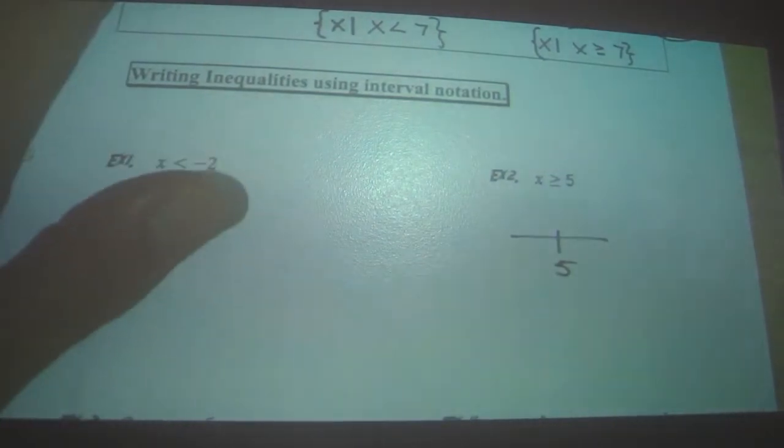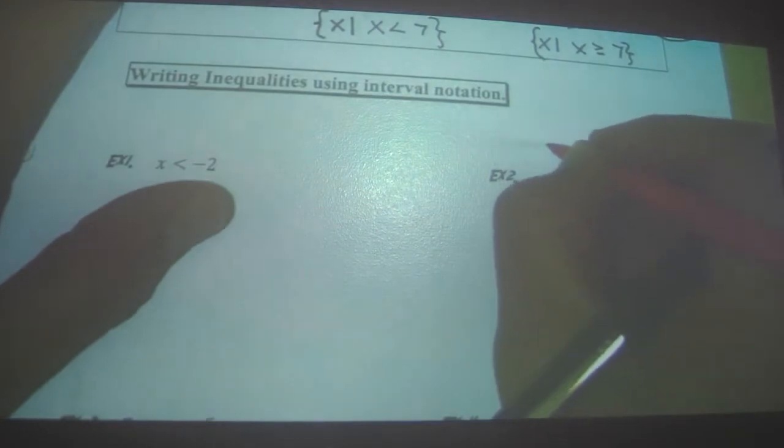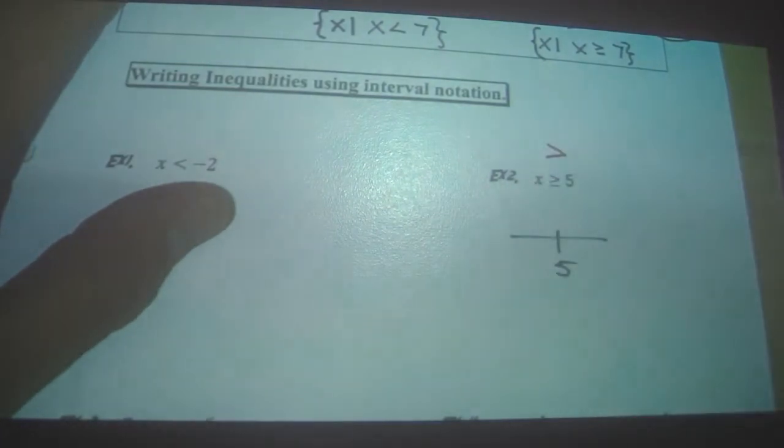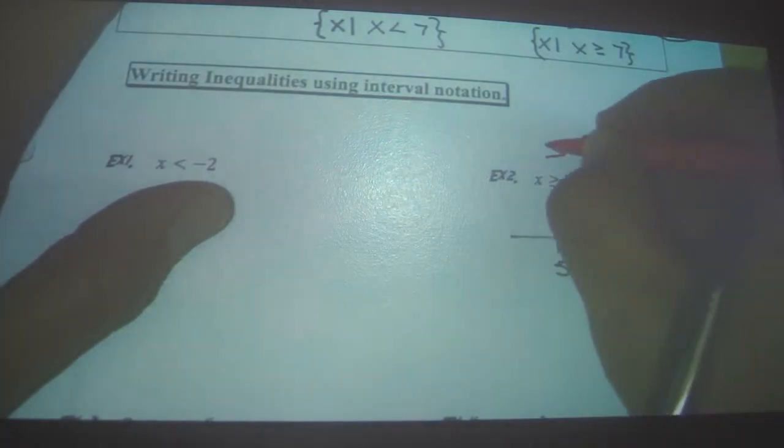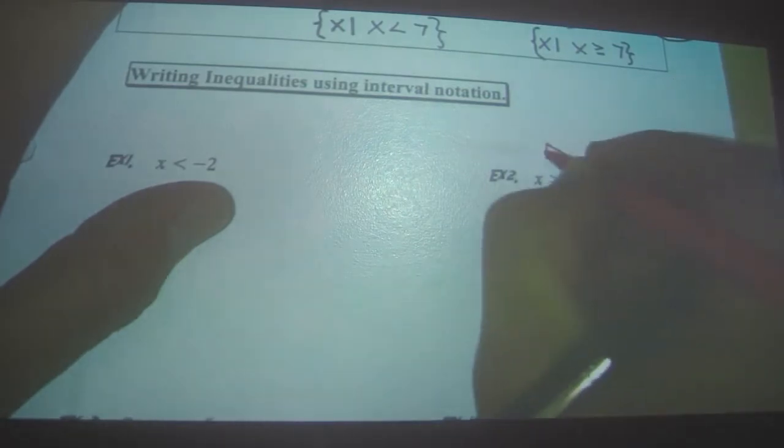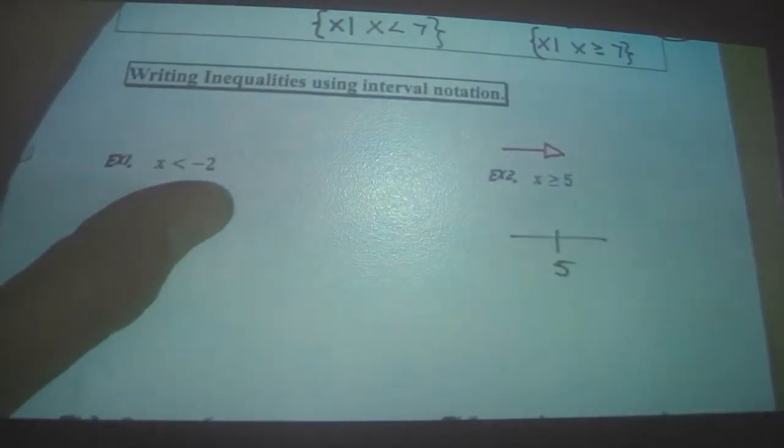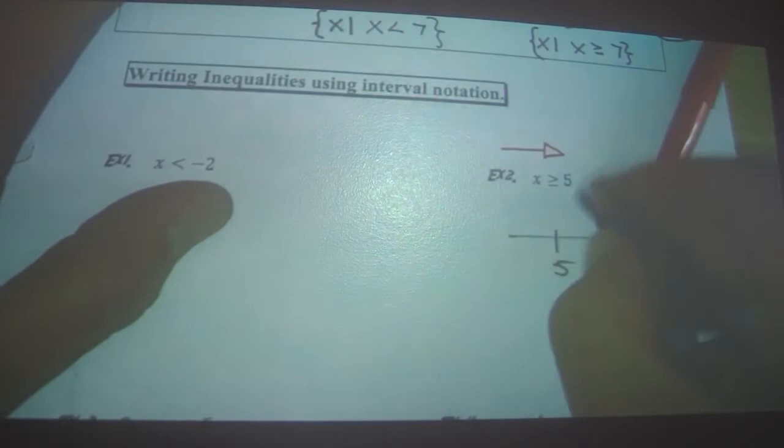Yeah, so we have a bracket, and then which way do we go? What's our symbol show? To the right. Very good. So we get a bracket, and it's greater than, so it's to the right.